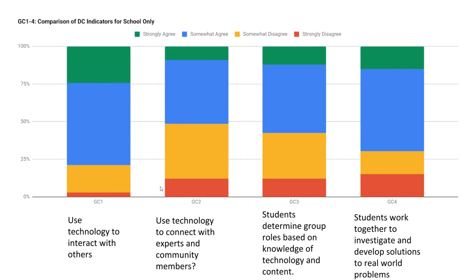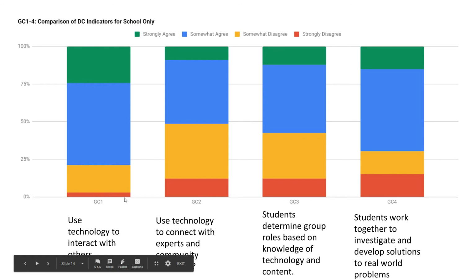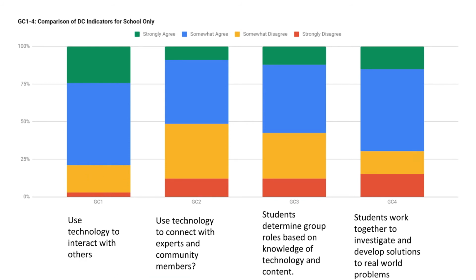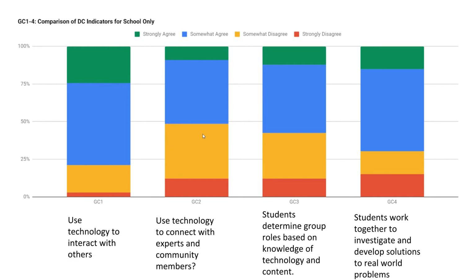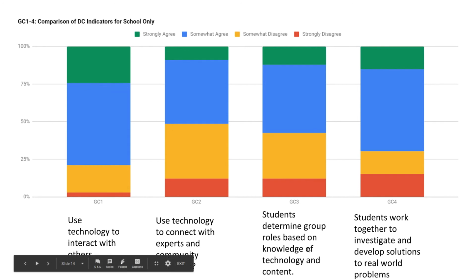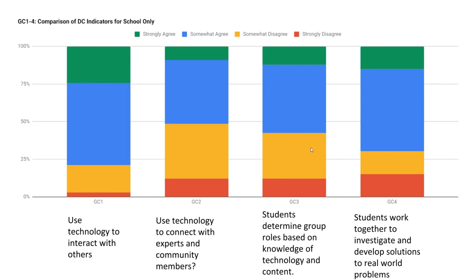graded ourselves. Pretty good. So use technology to interact with each other. It's under 25%. Use technology to connect with experts and community members. And almost half of us didn't feel like we met that goal. And students determine group roles based on knowledge of technology and content. So maybe this is where we see kids interacting in groups. Maybe they're struggling to find out where they fit in and understanding and reflecting on their abilities. So about 40%.